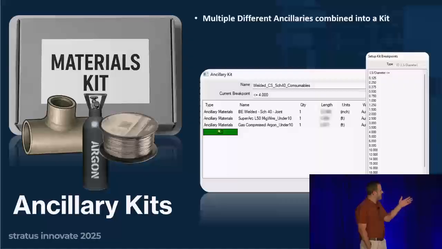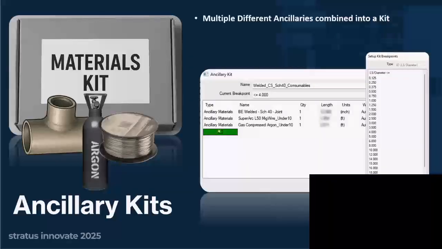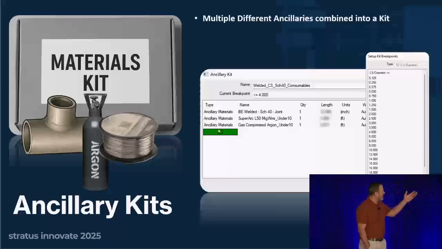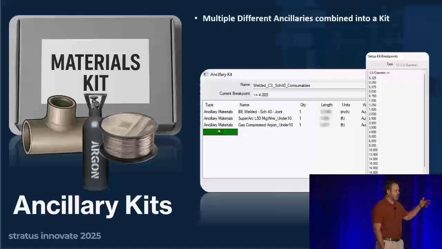So an ancillary kit is, well, if I already have a joint applied to a connector, I also might want to have other things accounted for. And here's an example of, well, we've got some gas being calculated for a weld. We've also got some, what was that? I can't read it. MIG wire, okay, also being totaled for that weld.